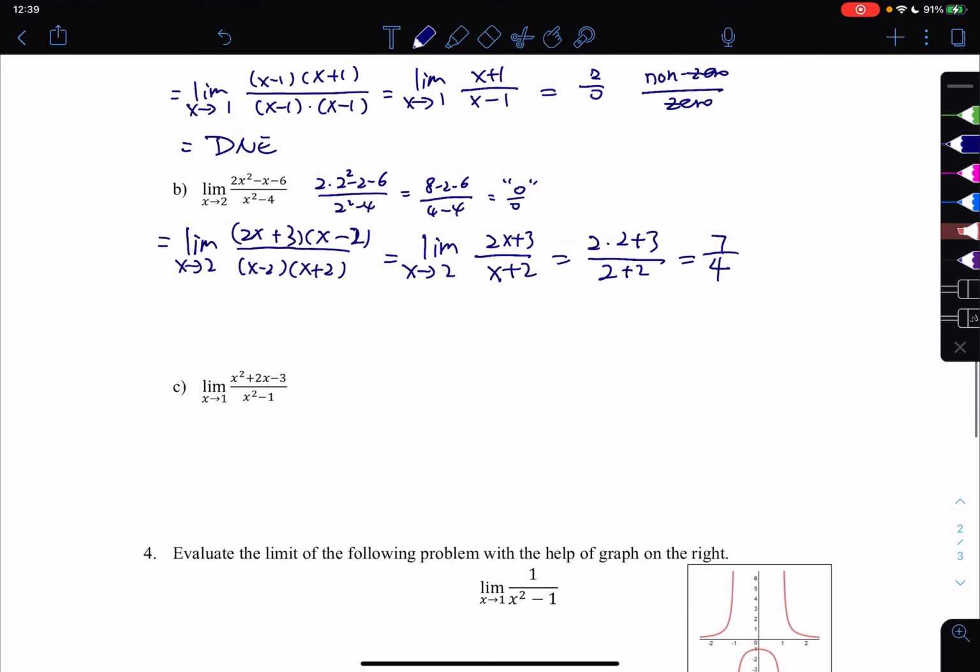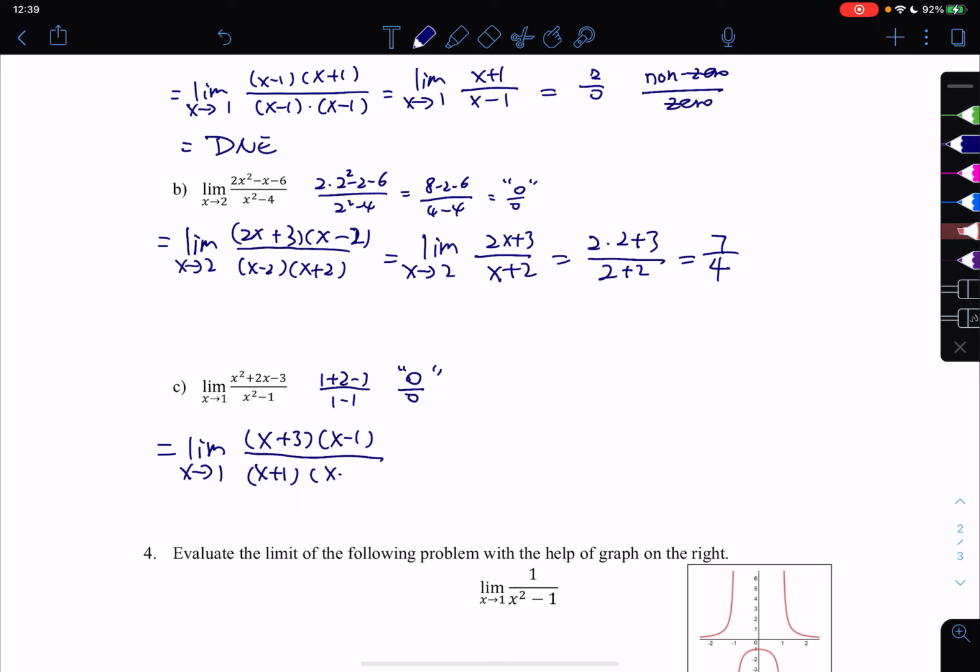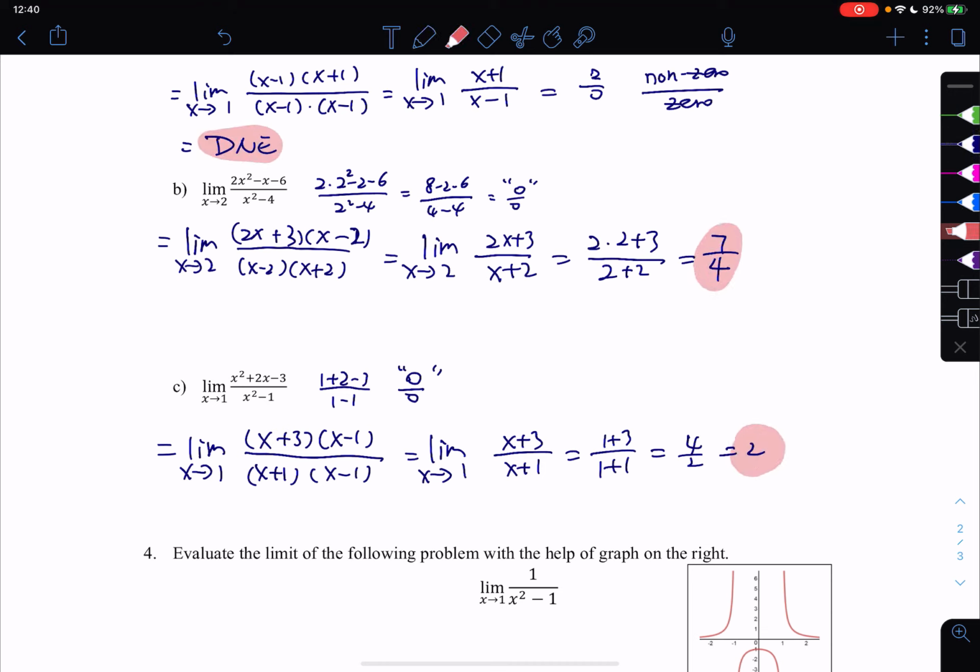The next problem, 1 squared plus 2 minus 3 over 1 minus 1, so it's 0 over 0 type of problem. So again, it's about cancellation, so we end up with x plus 3, x minus 1, over x plus 1, x minus 1. So we end up with x approaches 1, x plus 3 over x plus 1. 1 plus 3 over 1 plus 1, which is 4 over 2, which is 2. So we have my final solution for those 3 problems.